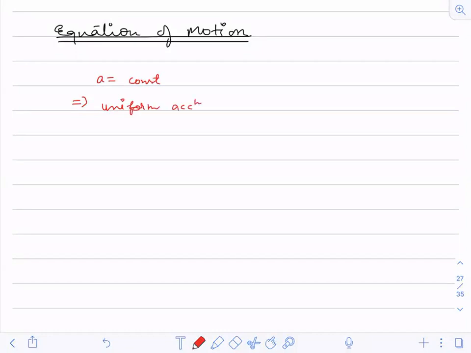Uniform acceleration. Any example for uniform acceleration? Okay, what is it? Free fall.